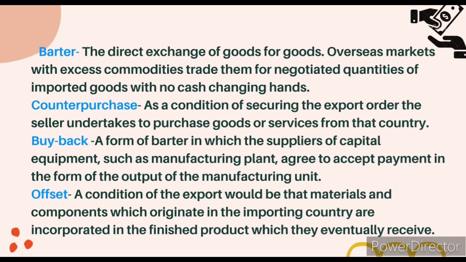Counter purchase. As a condition of securing the export order, the seller undertakes to purchase goods or services from the country. The counter purchase contract can be anything from 10% to 100% or even more of the value of the export sale. Then, buyback, a form of barter in which the suppliers of capital equipment, such as a manufacturing plant, agree to accept payment in the form of the output of the manufacturing unit.